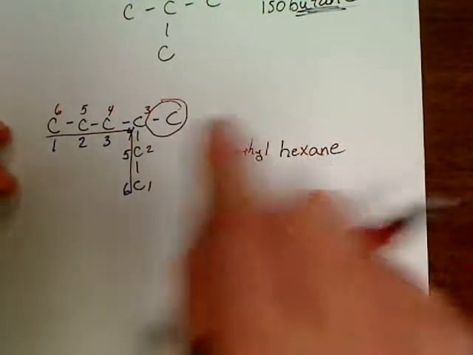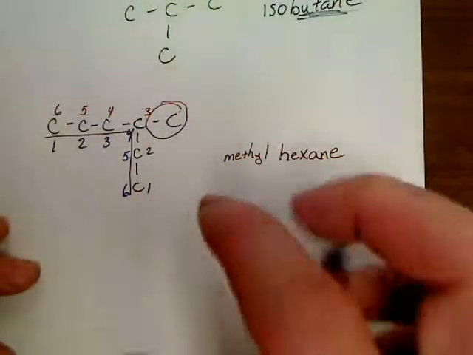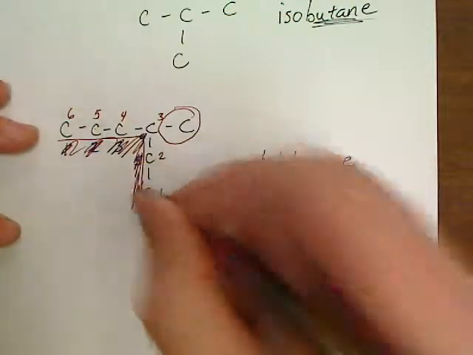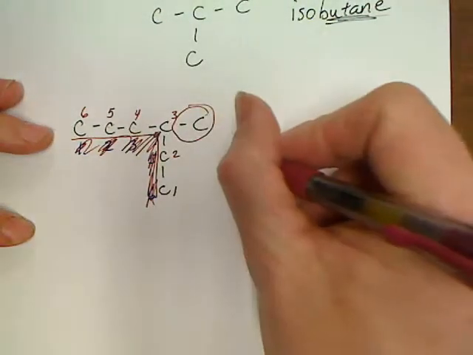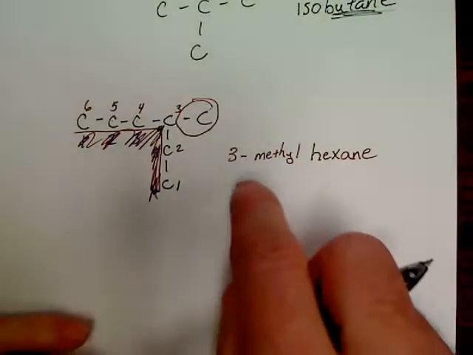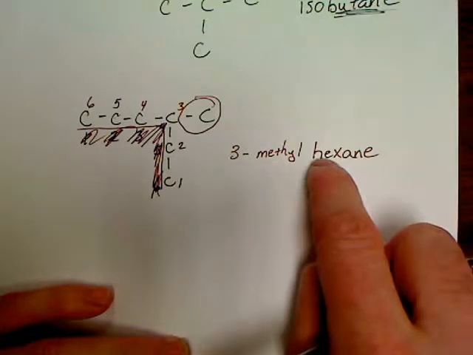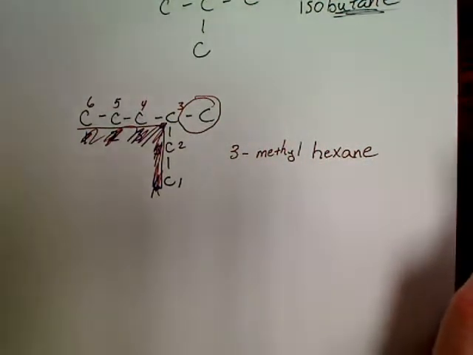Well, here's what you learn. You number it in such a way that it gets you the smallest numbers, so this is the way it's going to go. 1, 2, 3, and you call this 3-methyl, meaning there's a C hanging off the third of a chain of 6. And that is all there is to doing these things.